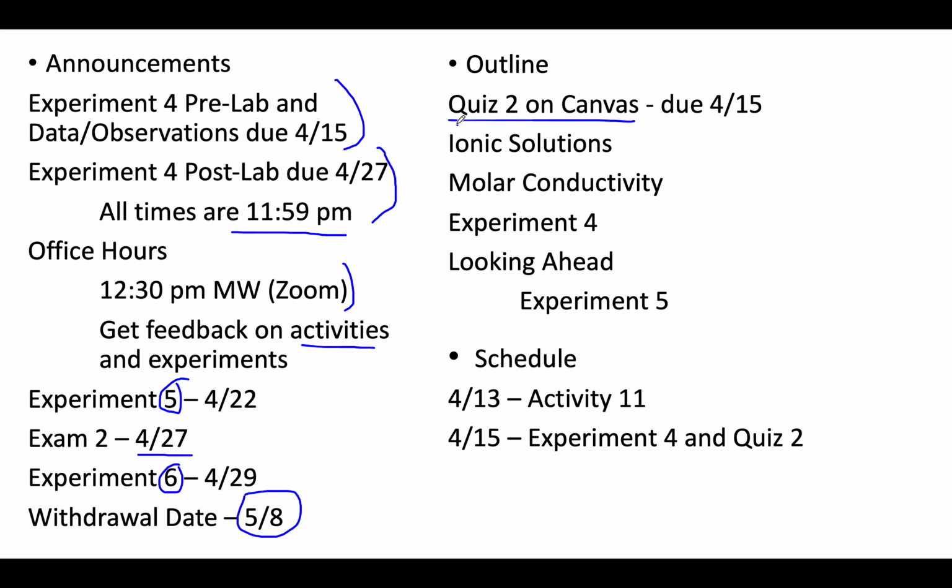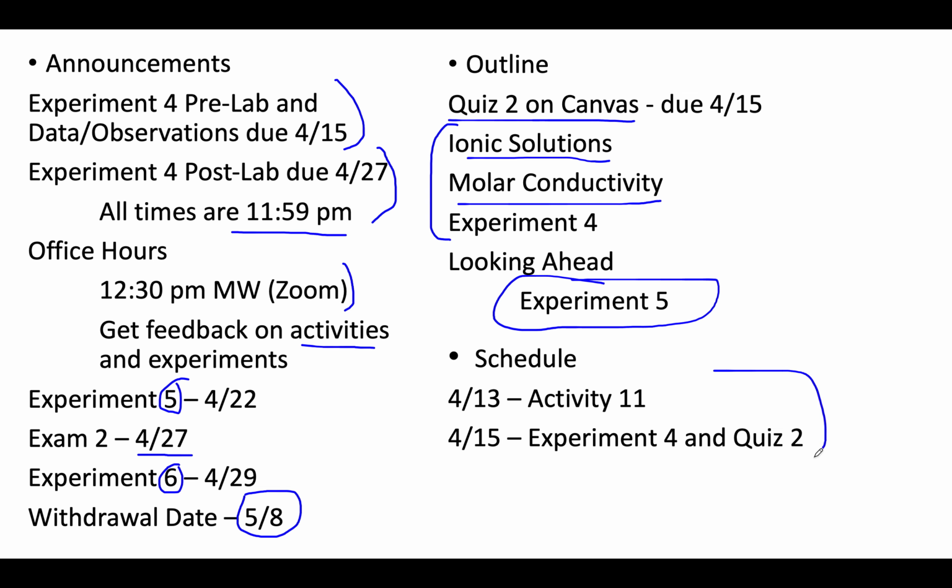The topics that we're going to highlight today come from that last activity. We're going to talk about solutions, what happens when ionic compounds are dissolved, and we're going to talk about molar conductivity. Those are the keys for experiment 4. Experiment 4, even on campus, is a very short experiment. You have plenty of time to wrap up the post-lab, to finish up all the data. But you could also start working on that pre-lab for experiment 5 as well. So this week, activity 11 and experiment 4 with quiz 2.